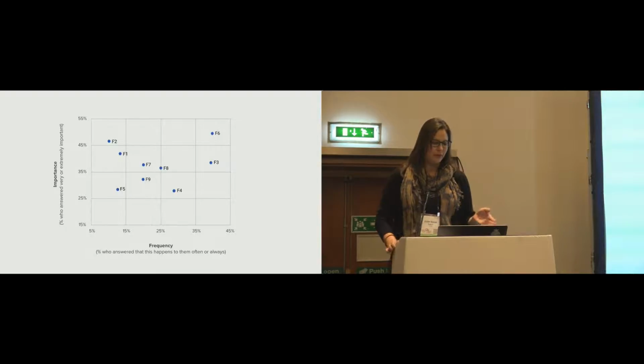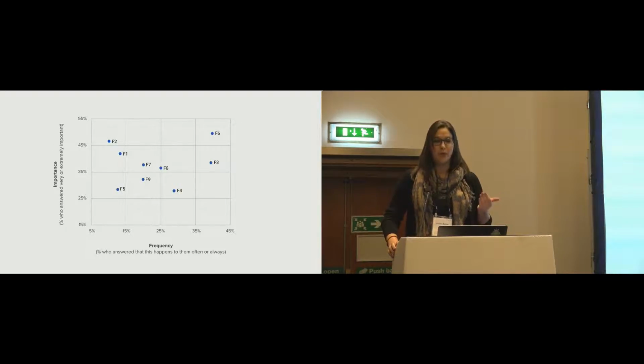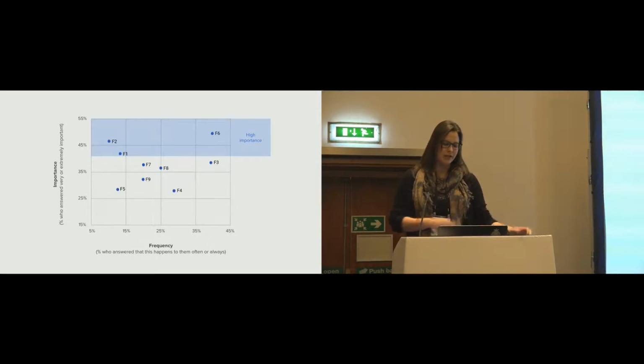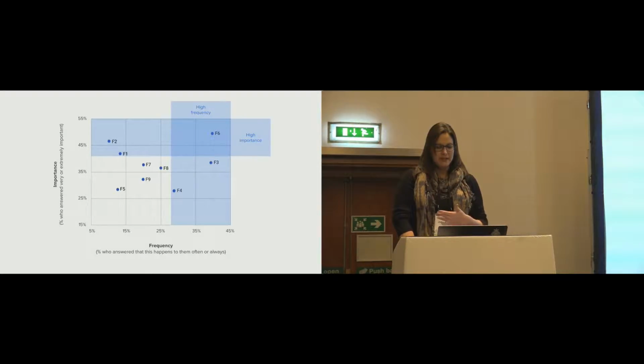So here's an example. So what you have on the vertical axis here is importance. So the higher something is on the scale, the more it's deemed very important. And what we're using as the metric here is the percentage of people who answered that this need or problem was either very or extremely important to address. And then if you look on the horizontal axis, what you'll see is the frequency. So if something is further off to the right, it is deemed as more frequent, or rather the percentage of people who said that this happens to them often or always is higher.